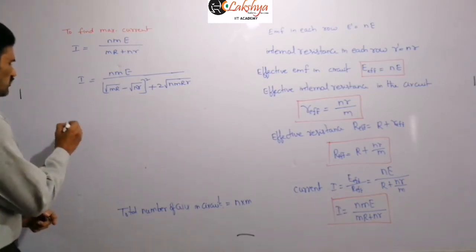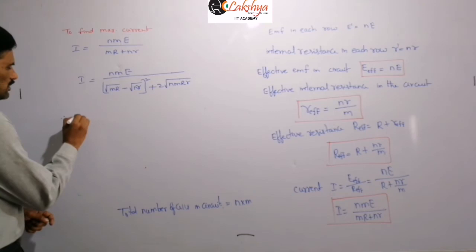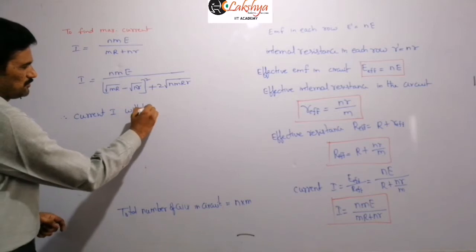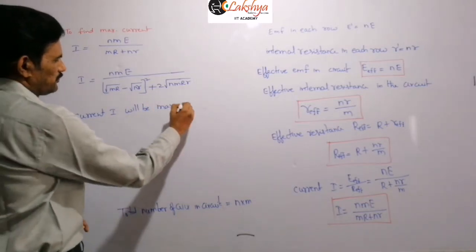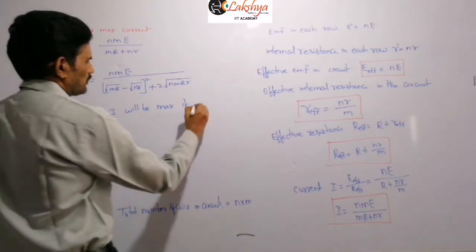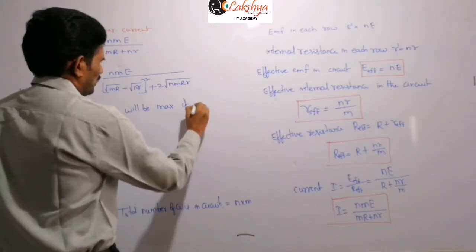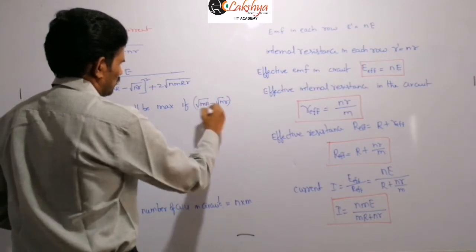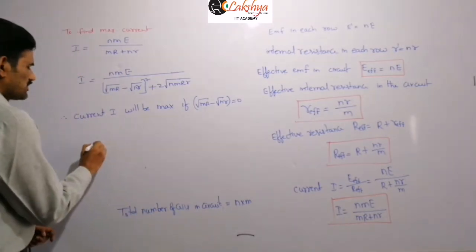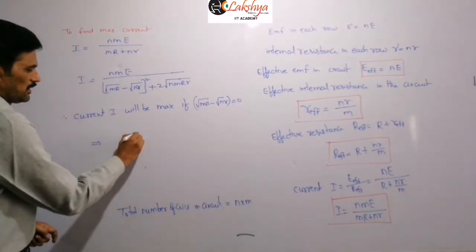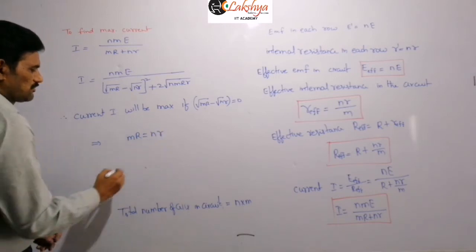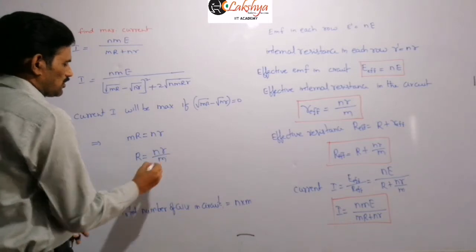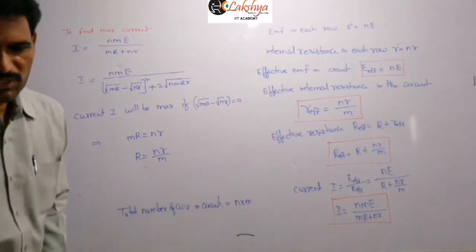And so therefore what we can write is, current I will be maximum if under root MR minus under root NR is equal to 0, or that is nothing but we can write this as M into R is equal to NR, or R is equal to NR by M. So now this is our condition here.